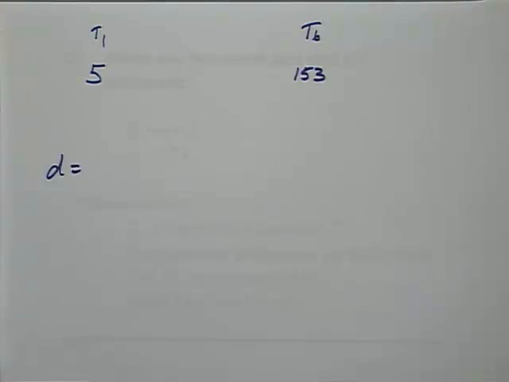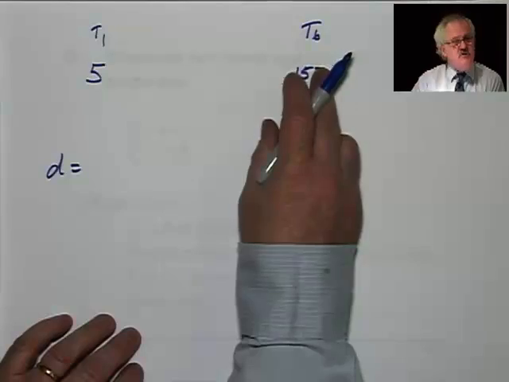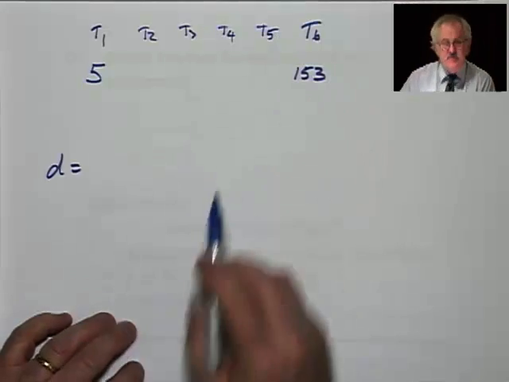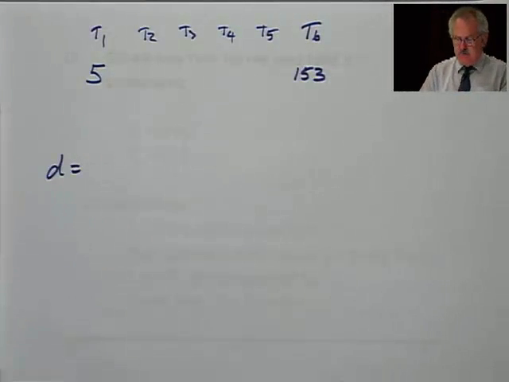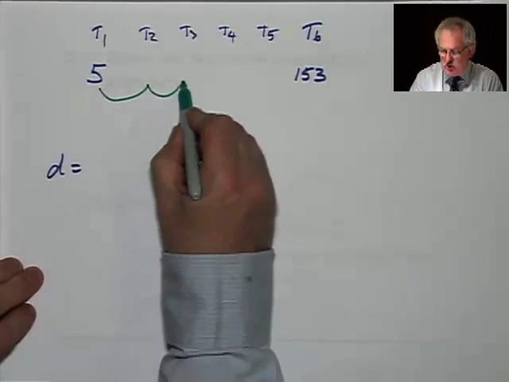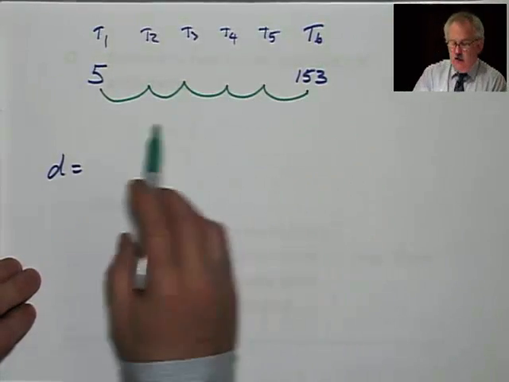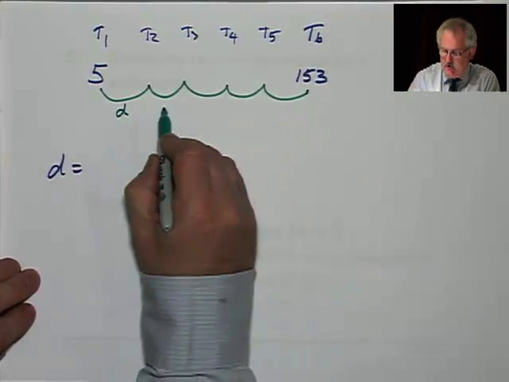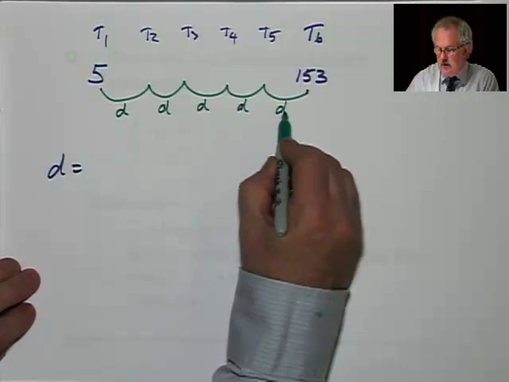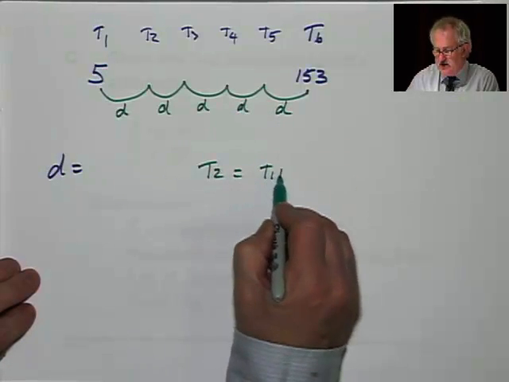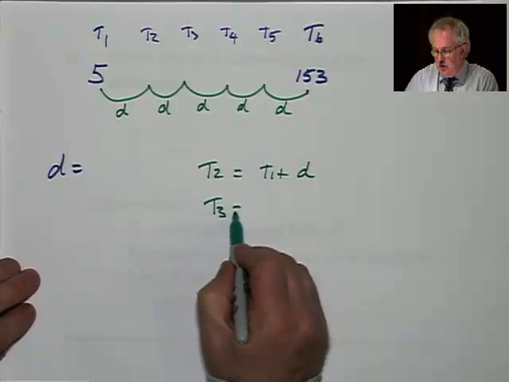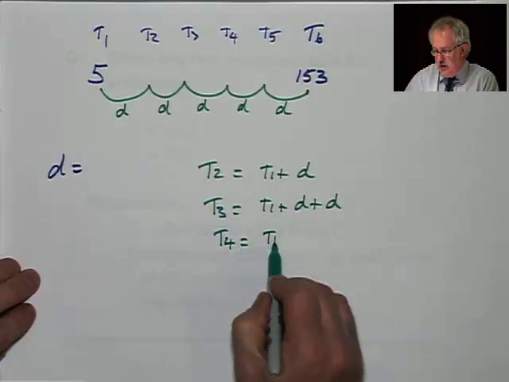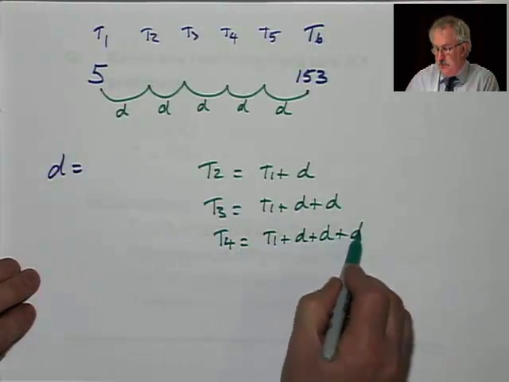Okay, let's go with this. Well, you could say that T1 to T6, well, T2, T3, T4, and T5. If I was drawing the curtains, I'd say 1, 2, 3, 4, 5. I'd have to add 5 numbers to this 5 to get there. I'd have to add D here, here, here, here, and here. Because T2 would be T1 plus D. T3 will be T1 plus D plus D. T4 will be T1 plus D plus D plus D.